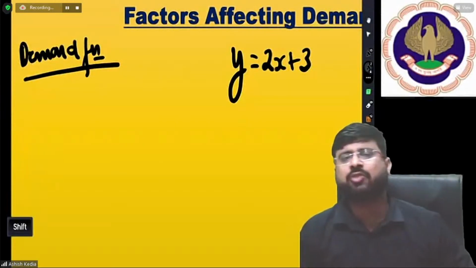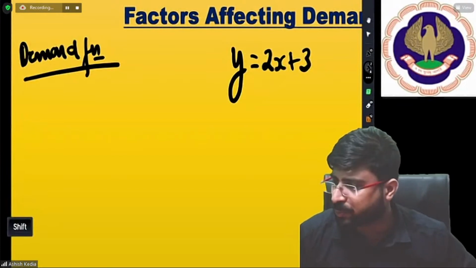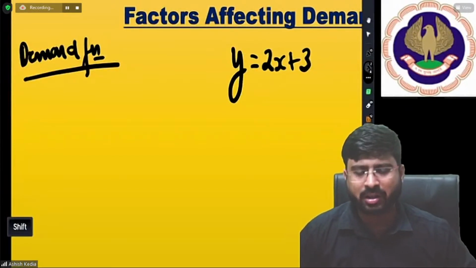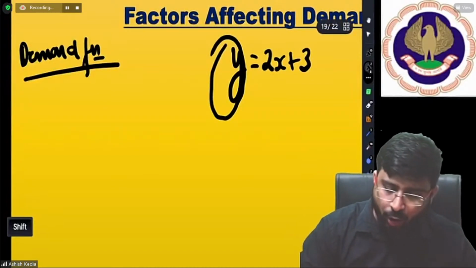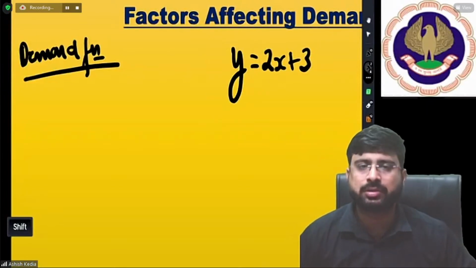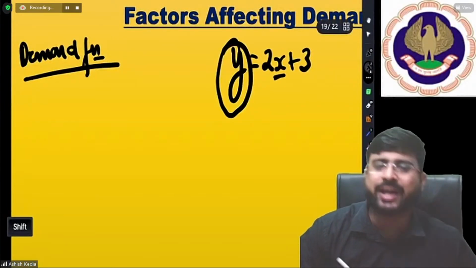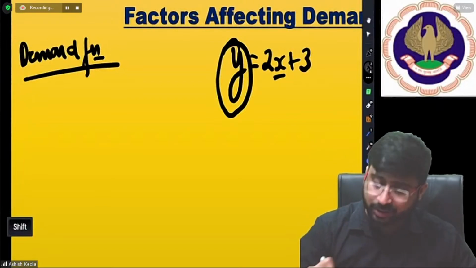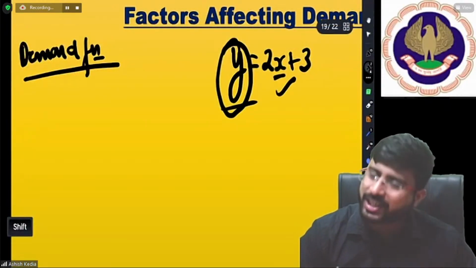I have written an equation of maths: y equals 2x plus 3. So when we talk about y equals 2x plus 3, you will tell me one thing. To find y, whose value do you need? Obviously, sir, to find y, we need the value of x. Agreed. That's what I'm trying to tell you: until and unless you put the value of x, you will not get the value of y.